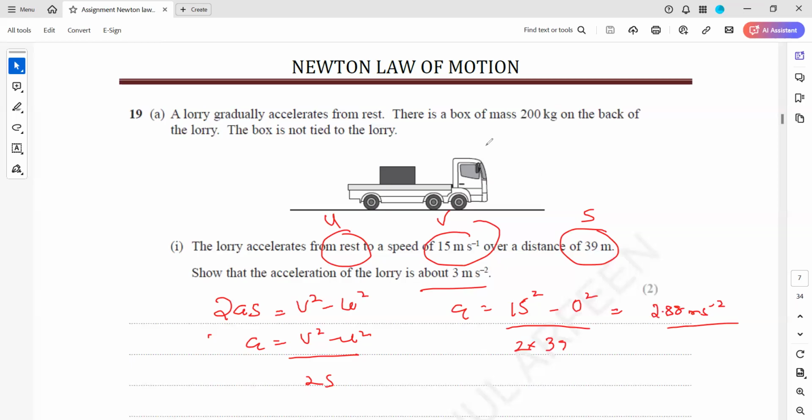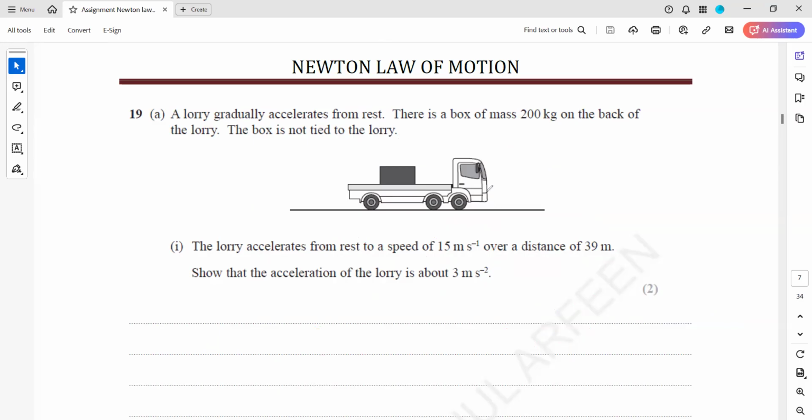That's the acceleration. If the acceleration of the lorry is 2.88 meters per second squared, what is the acceleration of the box? For a person looking at the box and the lorry from outside, it should be 2.88. Otherwise, if the acceleration of the box was not 2.88, it would fall off the lorry. And if it had a higher acceleration, the box would move forward. This depends on the frame of reference. Because the whole picture is given to you, you're looking from outside.